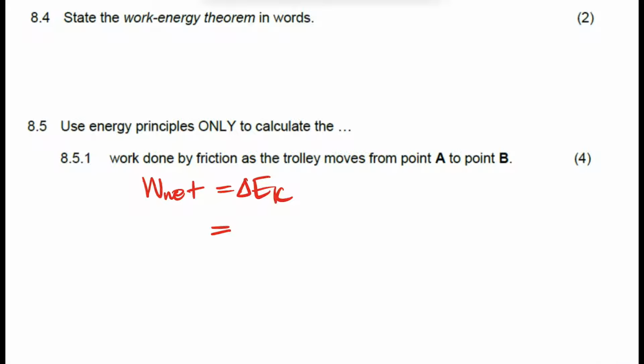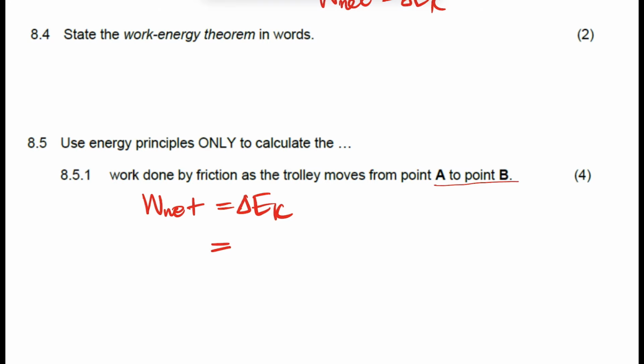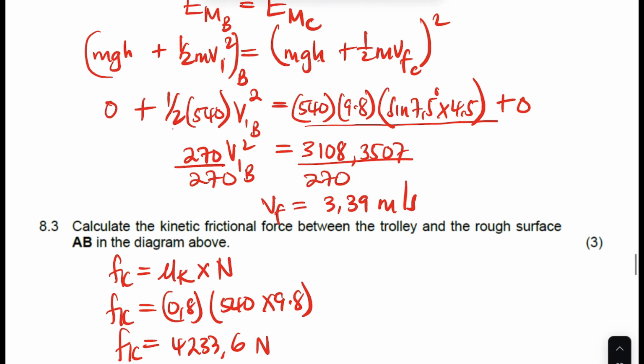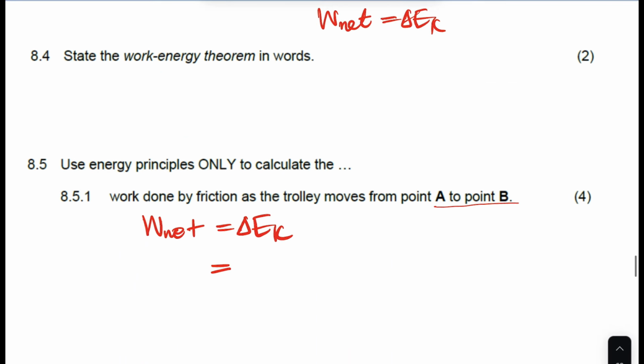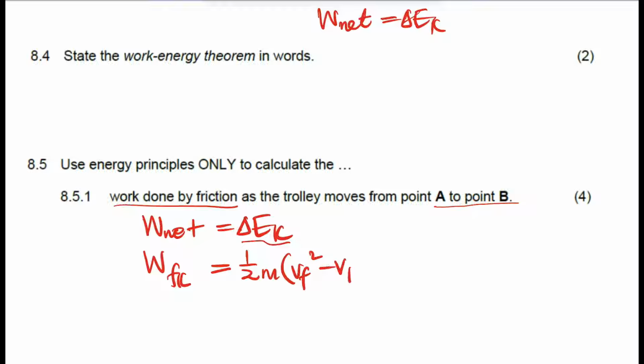is going to be the sum of the work done on an object on the track AB. On the track AB, you need to know what is the force acting here. The only force that is acting here while it's moving is friction. So here you have the work done by friction, right? And they want the work done by friction. And then the change in kinetic energy, we know it's half mass times final velocity minus initial velocity square.